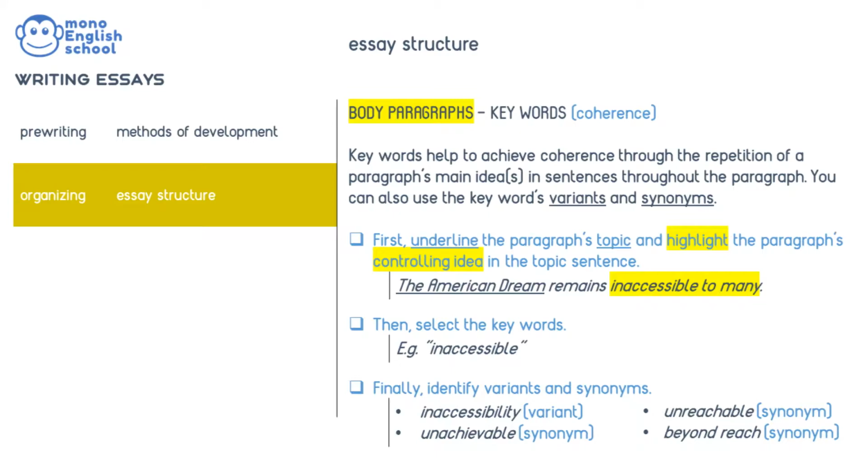Next, you can select the keyword or words to be repeated throughout the paragraph. In the example, a keyword would be inaccessible. Finally, you can identify variants and synonyms of the keyword. Here, I have identified inaccessibility as a variant and unachievable, unreachable, and beyond reach as synonyms.